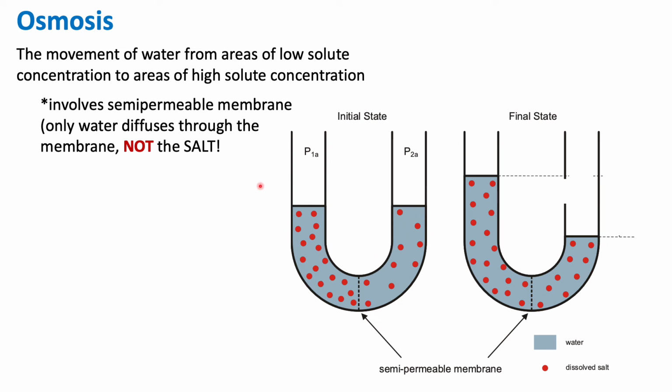So to quickly summarize, it's quite straightforward. Osmosis is the movement of water from areas of low solute concentration to areas of higher solute concentration, and the water will move until the concentration is the same on both sides. As we can see over here, the concentration is uniform all throughout. And the water always moves through that semi-permeable membrane, and it is the water that moves. It is not the salt that moves through that semi-permeable membrane.